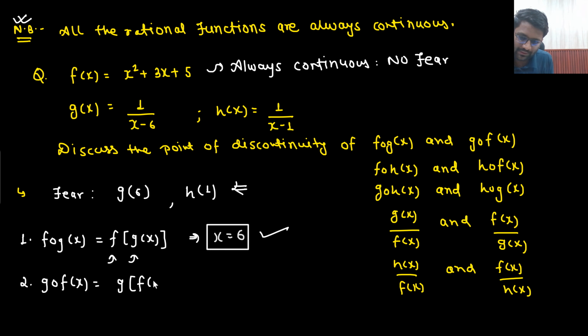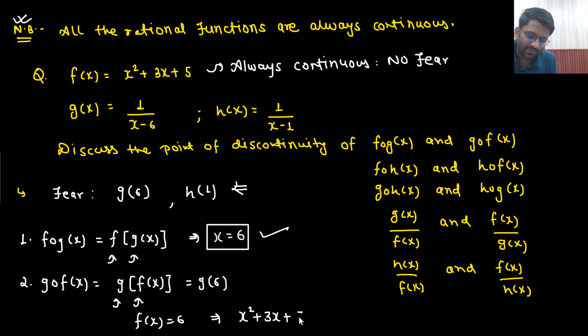Okay. Next one, g of f(x). First I will go to f and ask him, who is your fear? f will say no fear. Then I will go to g and ask him, who is your fear? g will say that g of 6 is my fear. What does that mean? f of x being equal to 6 is the matter of concern. That means x square plus 3x plus 5 equals 6 is the matter of concern. That will become x square plus 3x minus 1 equals 0.